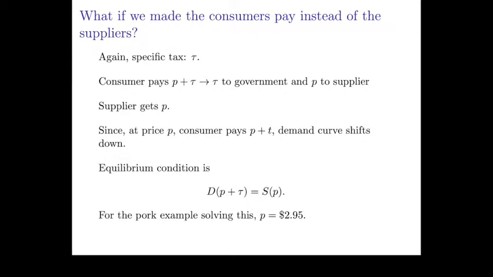Now, what if we had made the consumers pay the tax instead? So instead of the producers, we had the consumers actually explicitly pay for the tax. So, like before, the specific tax is tau. Now the consumers, instead of paying a price P, pay P plus tau. Tau goes to the government, P goes to the suppliers. Well then, when the consumers pay P plus tau, the suppliers get P.